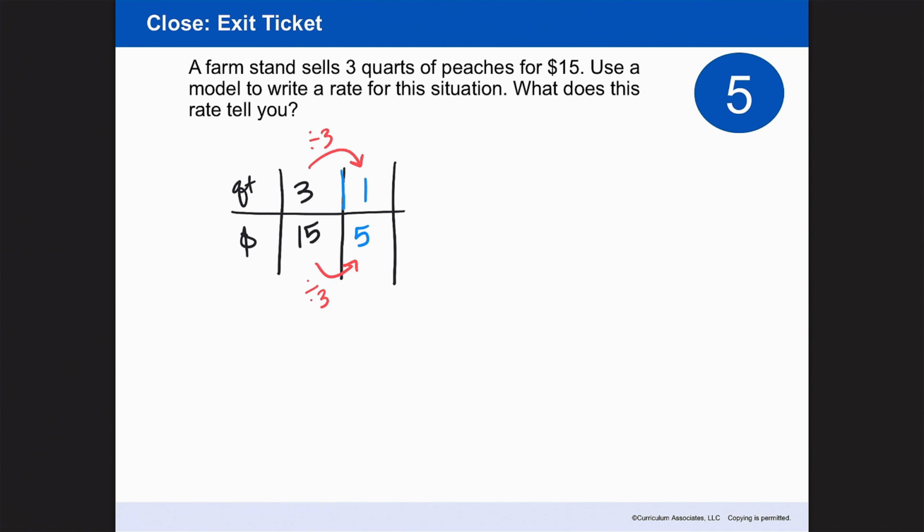And that's it for understanding rate concepts. So really what we're doing is finding a unit rate and using that unit rate to solve problems with our equivalent ratios.